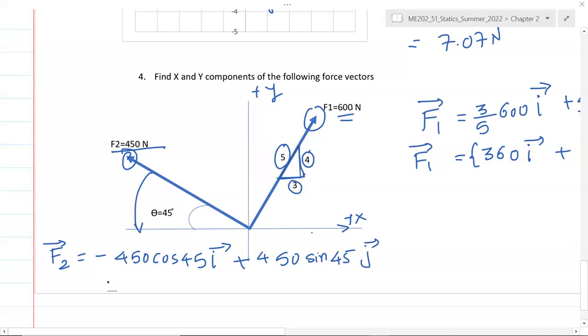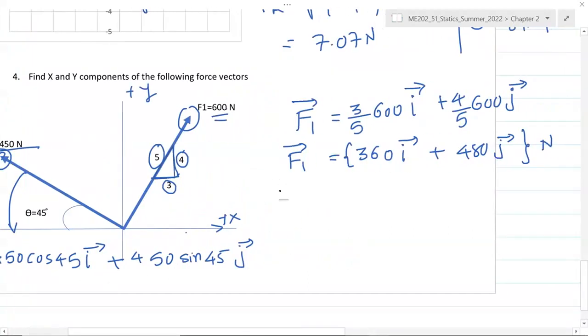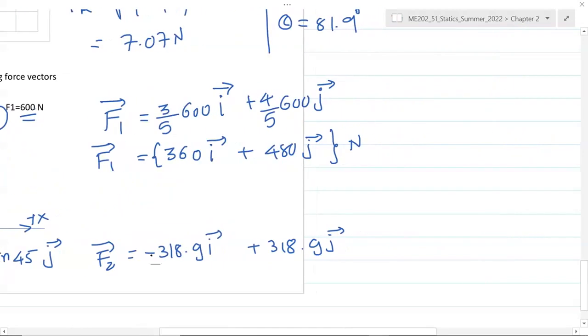So this can be written as minus 318.19. So F2, I'm writing that here. So F2 can be written as minus 318.9 I plus 318.9 J. Because sine and cosine 45 have the same magnitude, we get the same answers, newtons.